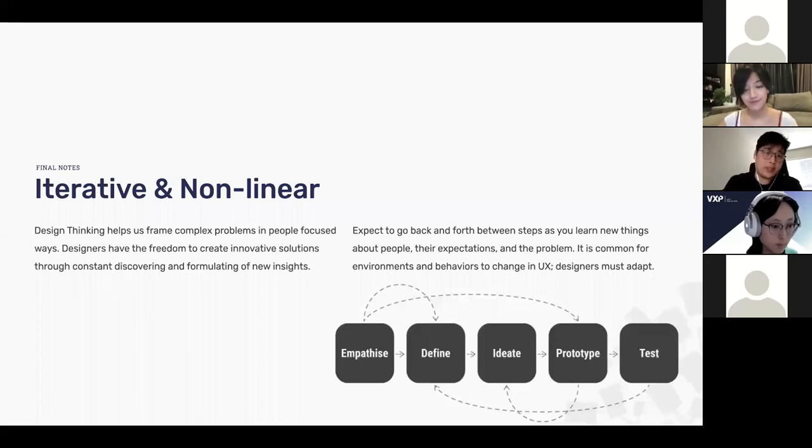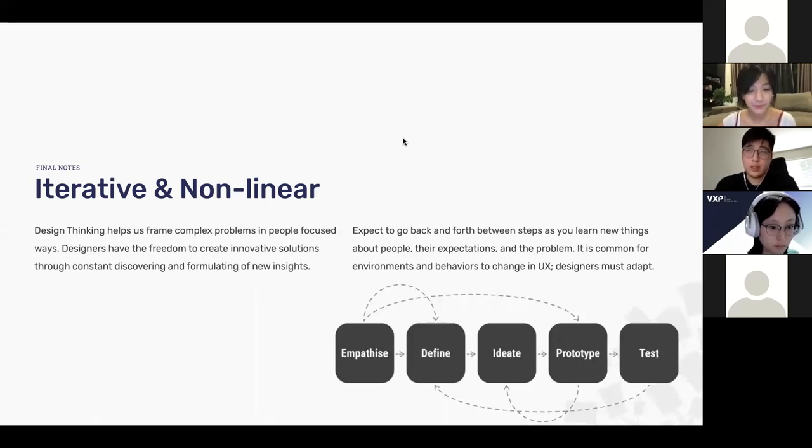Again, it is a very iterative and non-linear process. You will be going back and forth between steps as you uncover new things about people, their expectations, and the problem. It is very common for behaviors and environments to change, and as designers, we must learn how to adapt. I've probably repeated this 100 times by now, but I really want to get to the point that you need to always be doing stuff in order to learn. You need to be going back and forth between prototyping, defining, ideating, or even sometimes all the way back to the start and re-empathizing with the users.